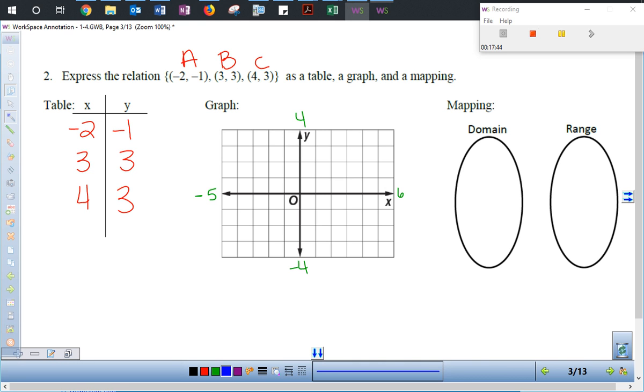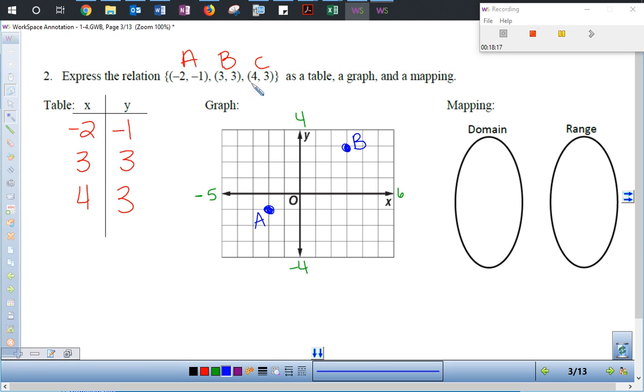So now I can take my relation and plot the ordered pairs on the grid. So I have (-2, -1). That's an x value of -2 and a y value of -1. Put a point, label it capital A. If you do not label your point, you miss a point. Then my point B, x value of 3, y value of 3. Label it capital B.